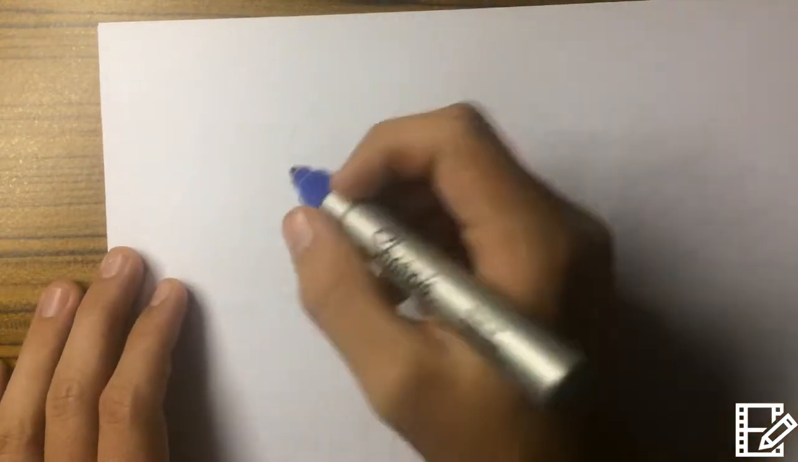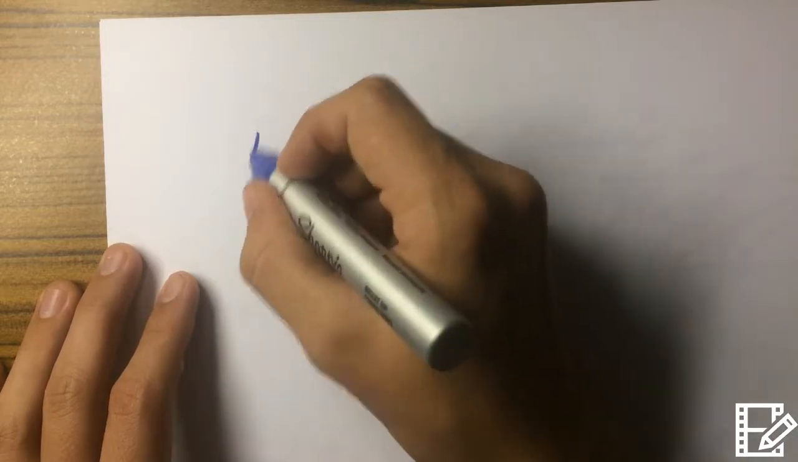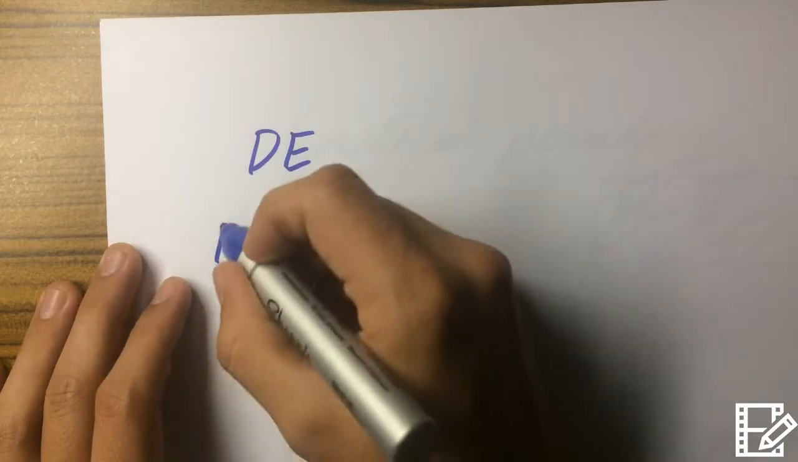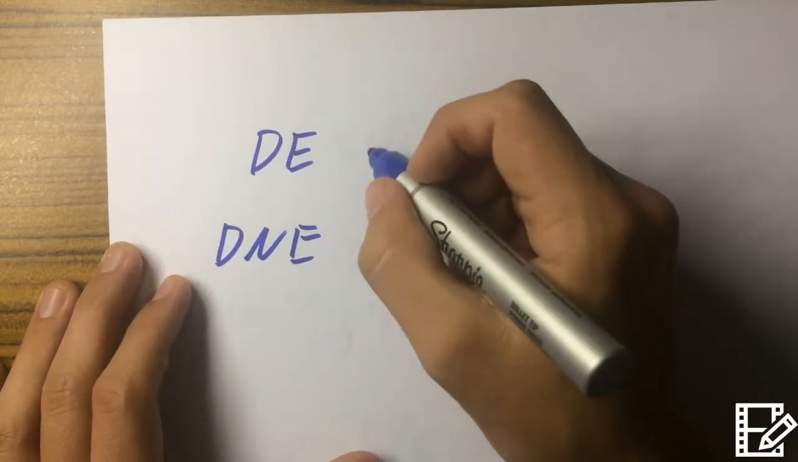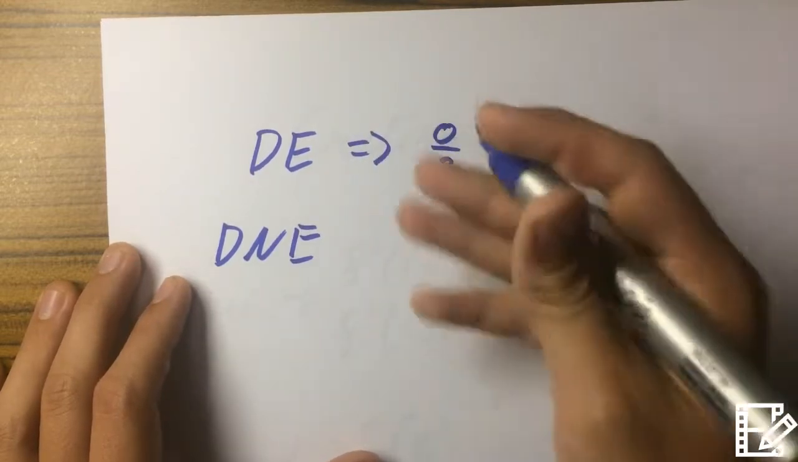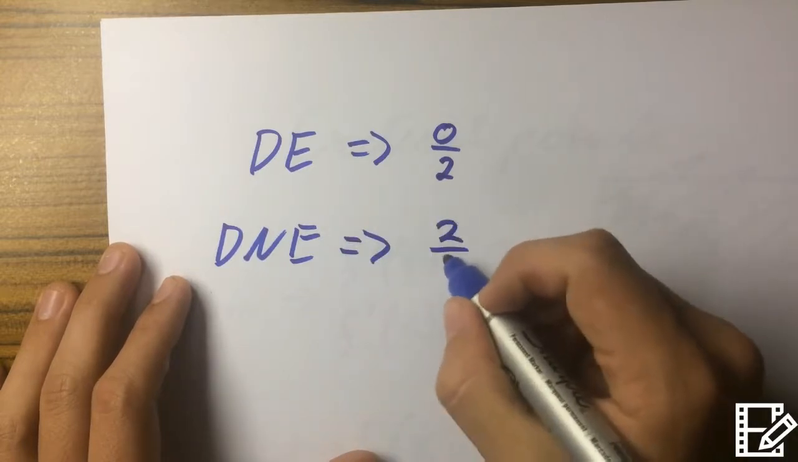Think about it this way. Does not exist, or undefined, is a bit confusing because it confused me at first. So let's just say, we'll use DE for does exist and does not exist. When something does exist, let's say it's a fraction, think of it as 0 over 2. And then when it doesn't exist, you've got 2 over 0.